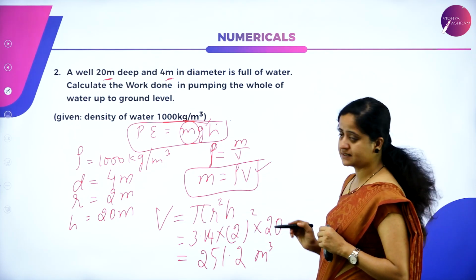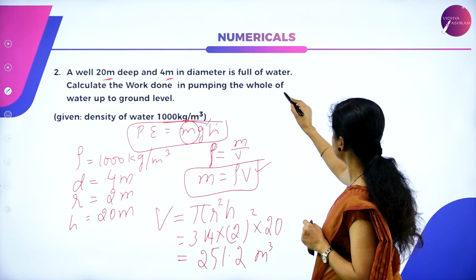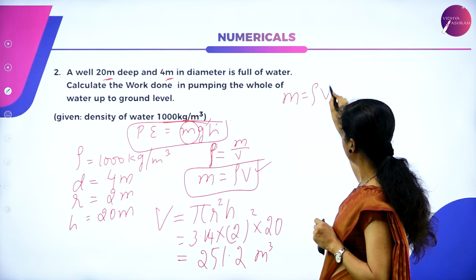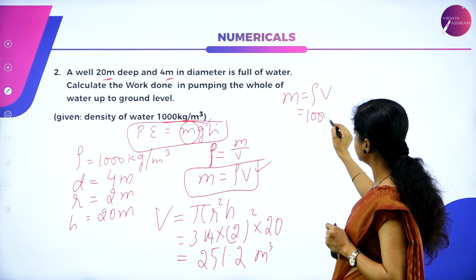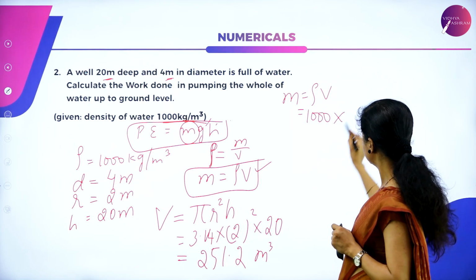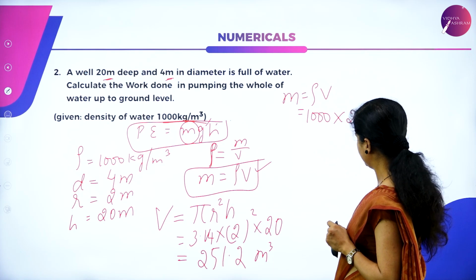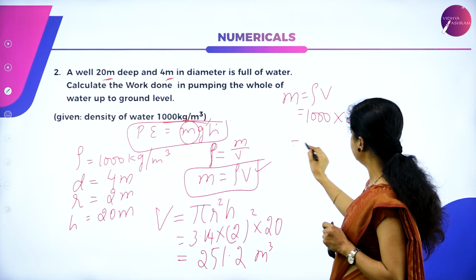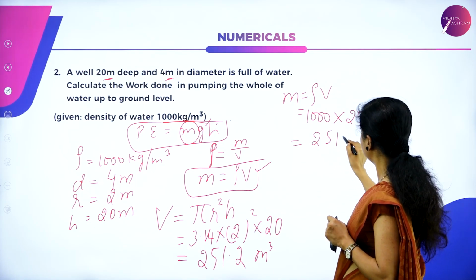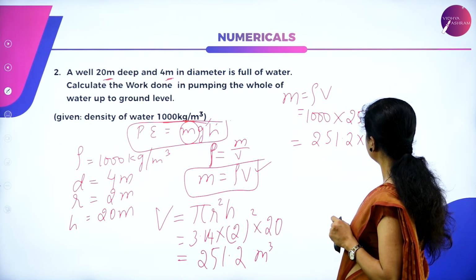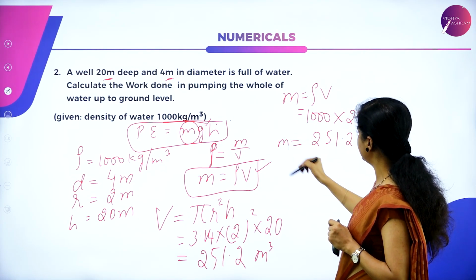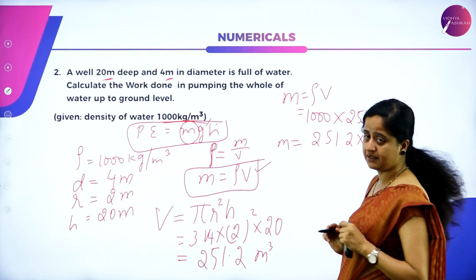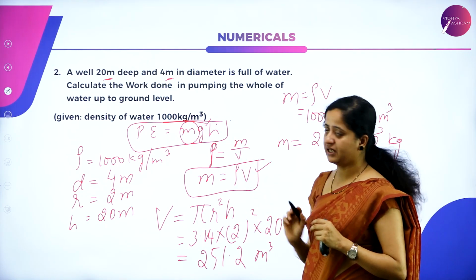Let us substitute in this expression to get the mass. So m is equal to rho V. So what's the value of rho? That is 1000, and V is 251.2 meter cube, and this is nothing but 251.2 into 10 power 3. Since we are calculating mass, it is kg. So the m value we have calculated.